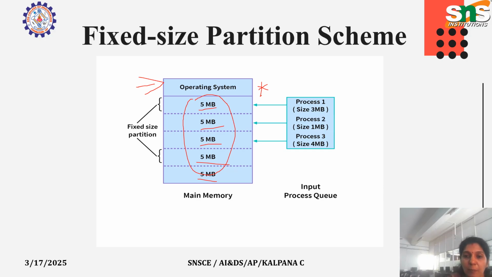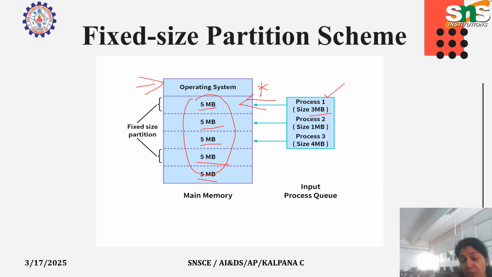Let's say process 1 is of size 3 MB. Once we load this process into main memory, the first block of 5 MB is allocated to process 1, which is of 3 MB. Next, let's say process 2 is of size 1 MB, and it is allocated to the very next block. Like this, contiguous memory works: one after another, without any break, we allocate the processes.